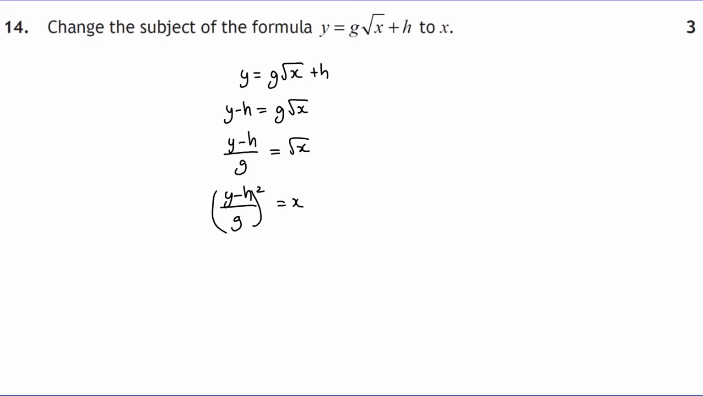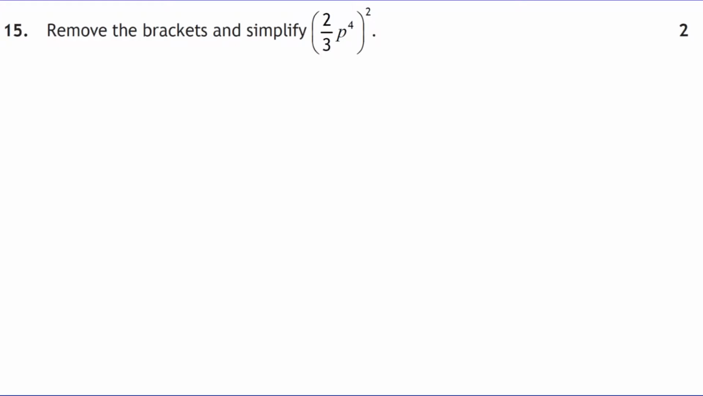We can flip that if we want, but we've got the subject on its own, so we've got the x on its own. You could write it as x equals, and then this on the right-hand side if you wanted, but that would be fine for your marks there.